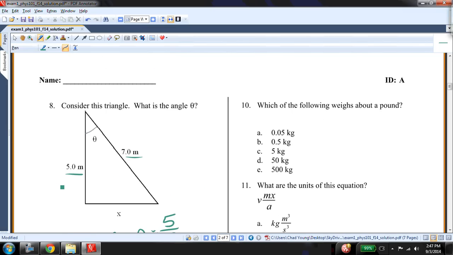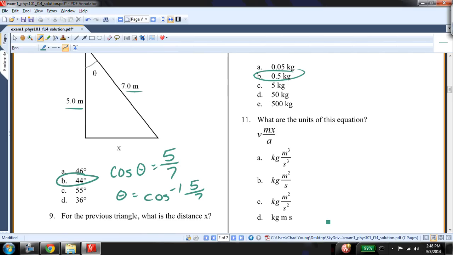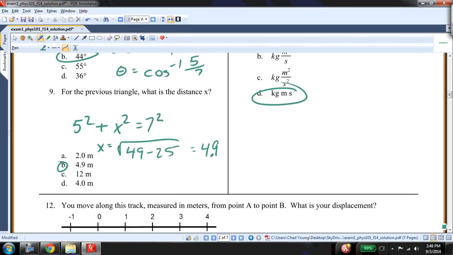10, which the following weighs about a pound. Well, a kilogram is about 2 pounds. So 1 pound is about a half a kilogram. What are the units of this equation? Meters per second, that's V. Kilograms, meters, second squared over meters, that's my 1 over A. Let's get rid of that, and that. I'm just left with kilogram, meter, seconds. That's D for number 11.